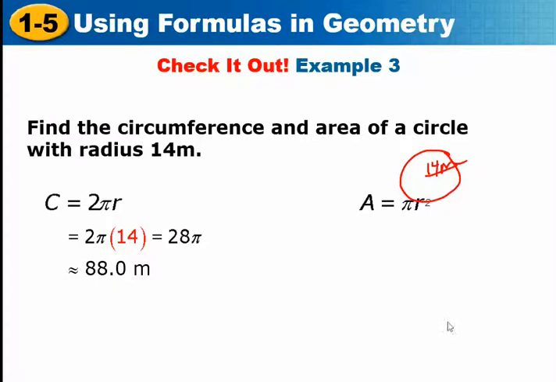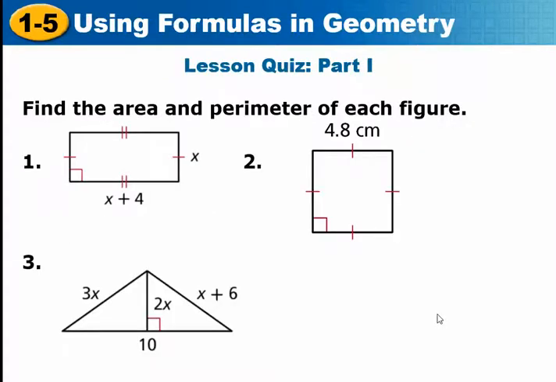And then area is pi r squared, so we'll square 14 and then multiply by pi. The exact answer would be 196 pi meters squared, or rounded would be 615.8 meters squared. Okay, see if you can complete these problems using the skills we have learned today, and then pause the video while you're working on your own paper, and then come back and check your work.